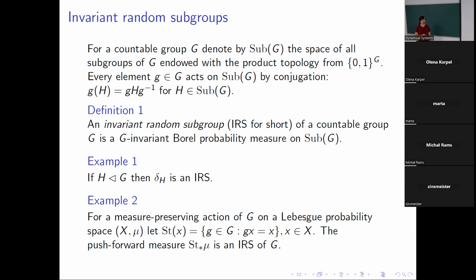Yes? Do people also study quasi-invariant random subgroups, or do you only assume that you get an equivalent measure? I think so, but I haven't talked about results on this. But this is a natural question, I guess.